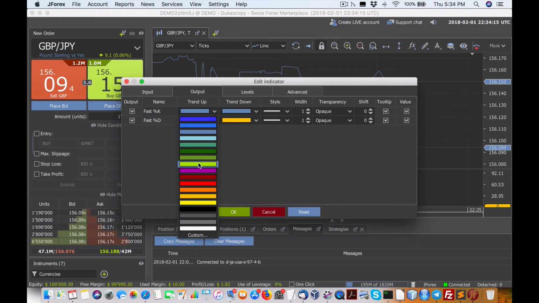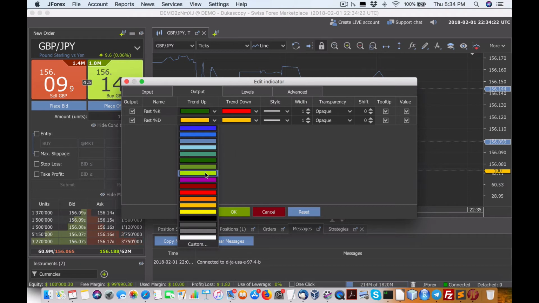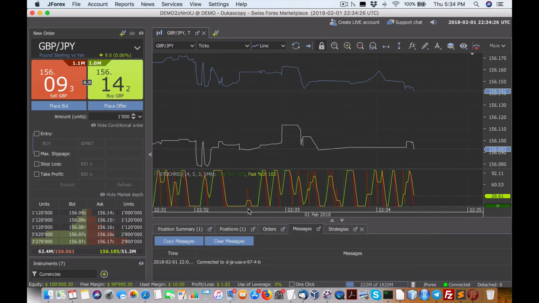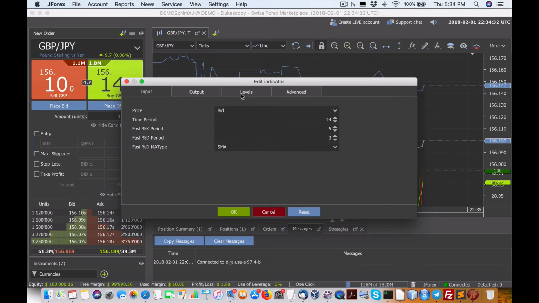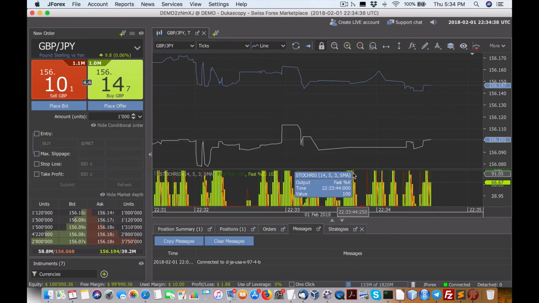Okay, so we want dark green, red for the downtrend, light green for the trend up. Okay. Now I can interpret better the other style that I prefer. I don't know the name of it, to be honest. Let's see how this looks.